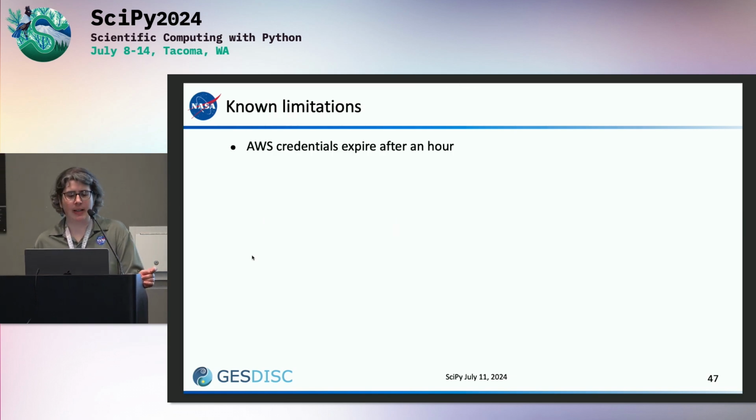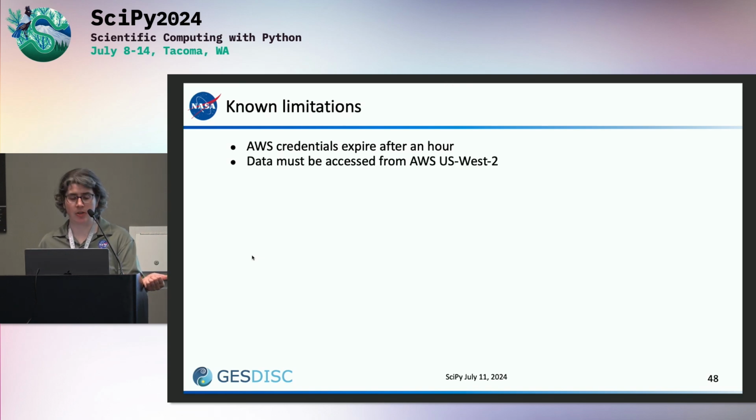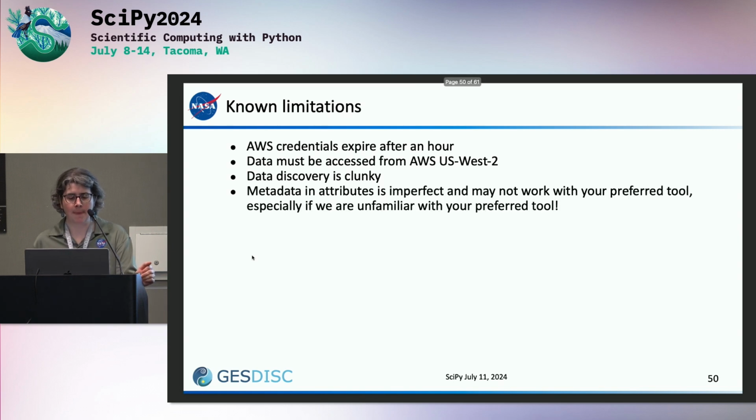Some limitations. In order to do this, you will get AWS credentials. They will expire after an hour. If you go to lunch and you come back, your Zarr store will suddenly no longer load. It's okay, get new credentials, you'll be fine. You must be in US West 2, as I mentioned. The data discovery is a little clunky. We're working on getting that metadata into our metadata repository in a little nicer fashion.